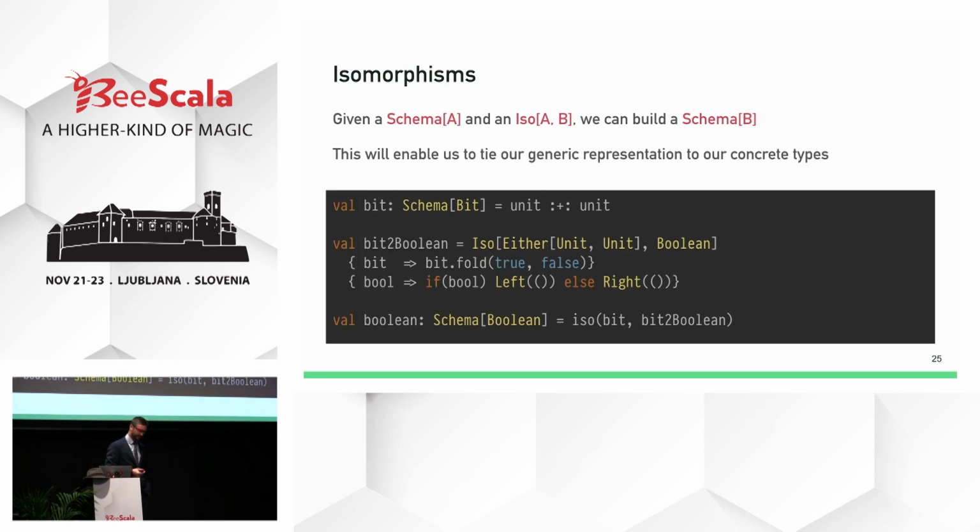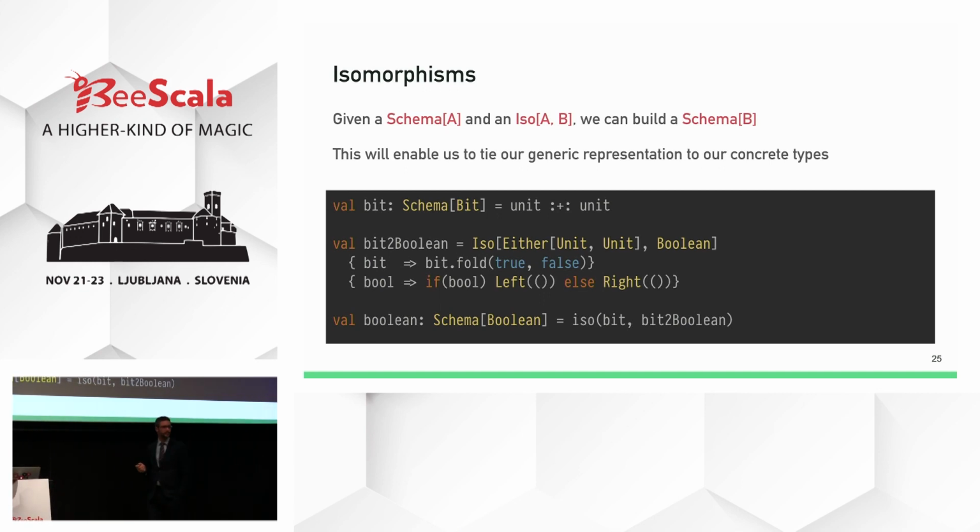And finally, thanks to something called an isomorphism, which is merely an equivalence, we are able to tie this ugly representation to our concrete types. For example, let's get back to our schema of bit. So in Schema Set, you would define the schema of bit like that. Say it's unit or unit. So this is the schema for either unit.